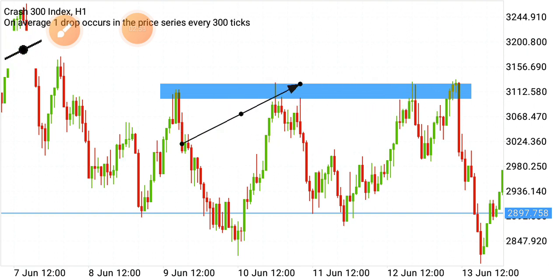You see, the first time price got to this level, it reversed. Price got here again, started spiking, crashing down. It got here again, then crashed down. It got here again, then also continued crashing down.